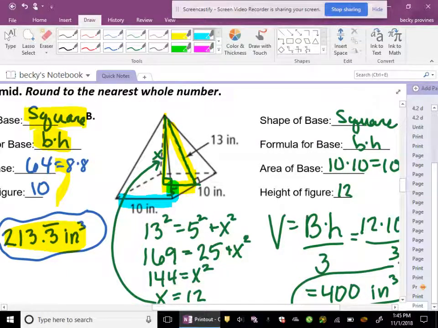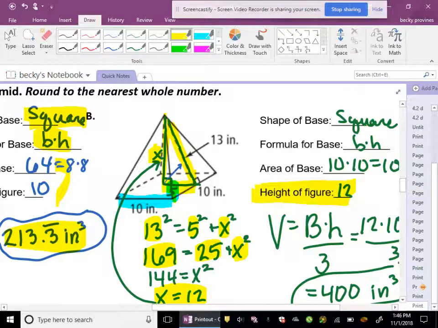Well, I know this entire length is 10, so half of 10 is 5. Okay, that's not so bad. Let's find the hypotenuse, the right angle straight across. So the 13 is my hypotenuse. The other two sides are x and 5. I'm going to square each of those and start solving. So 13 squared is 169. 5 squared is 25. Start solving. X is 12. So now the 12 that you just found, this is the height of the pyramid.